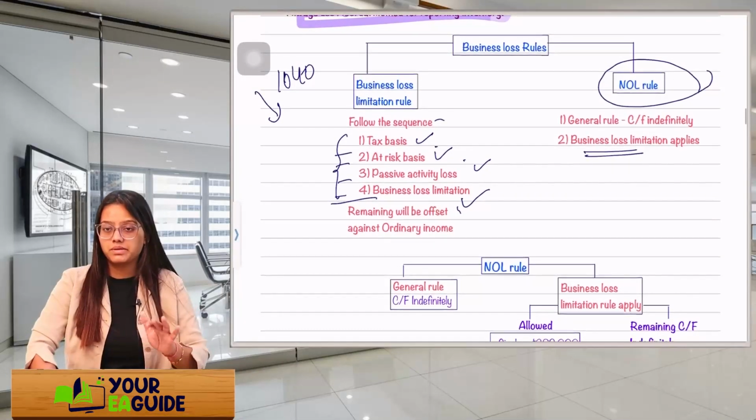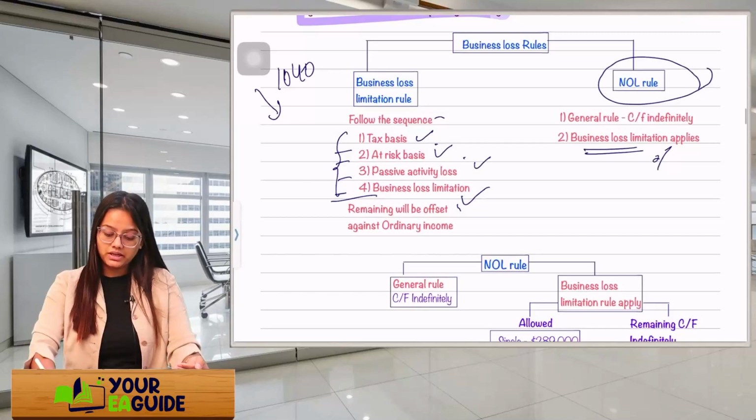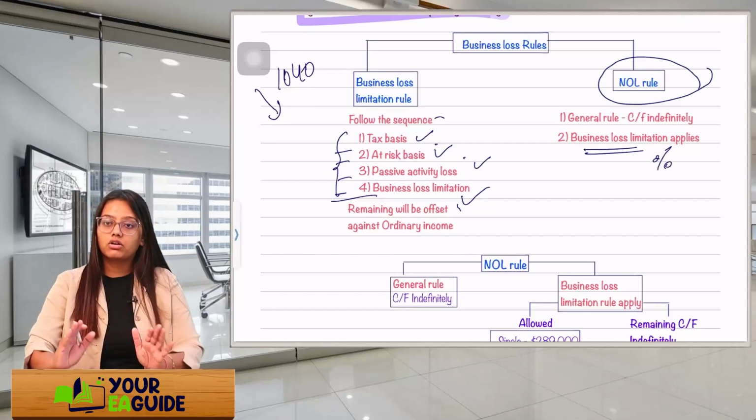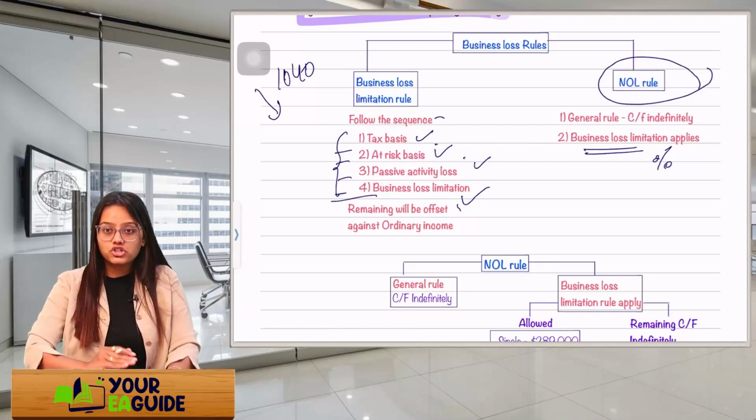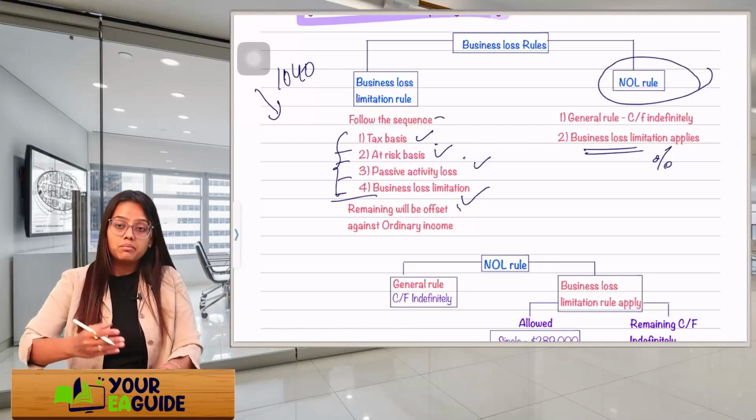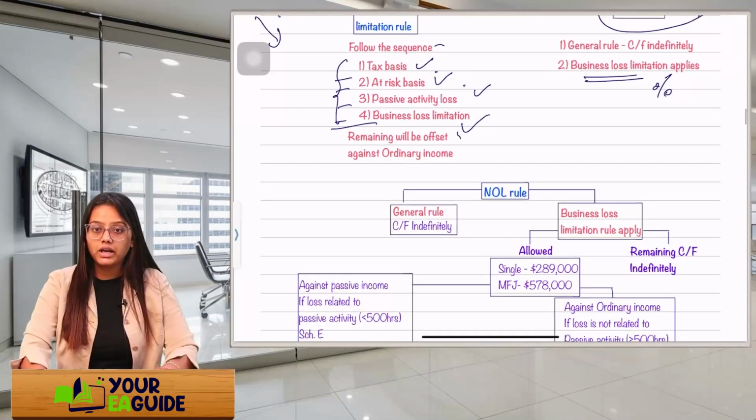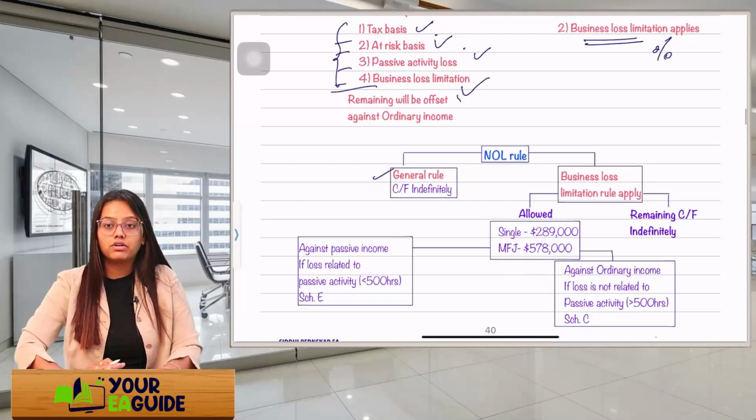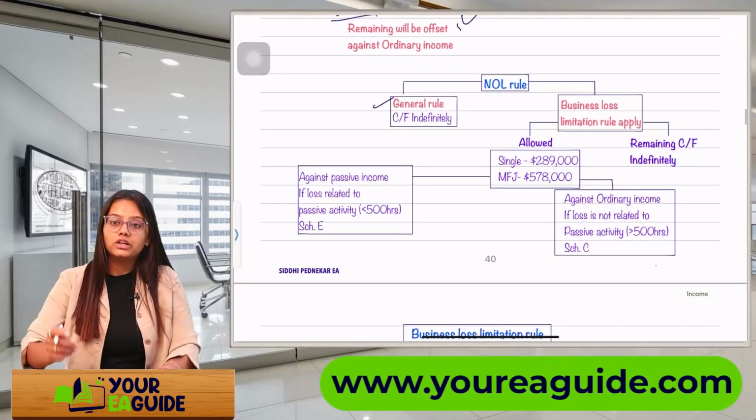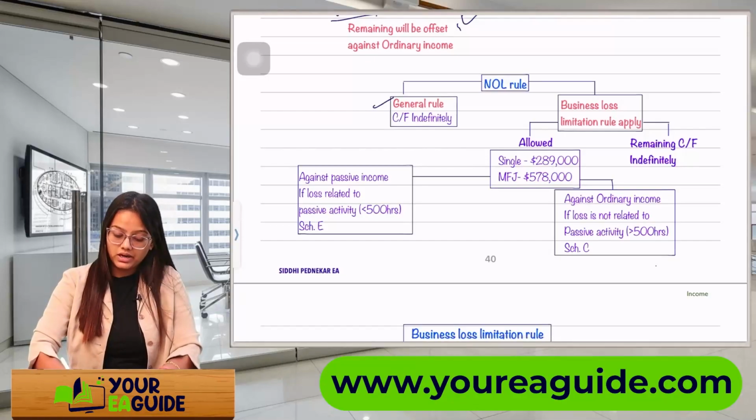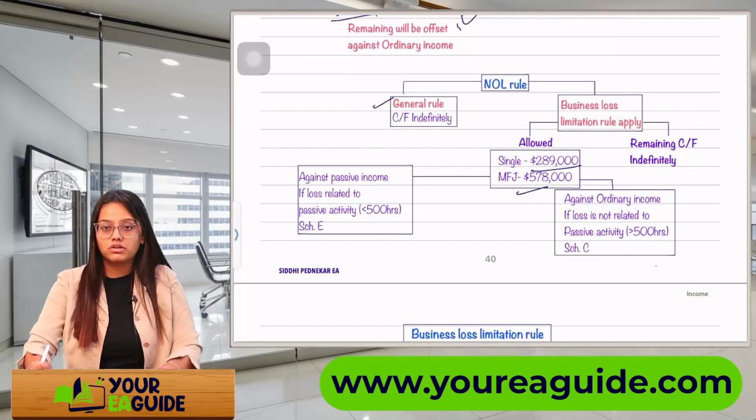Business loss limitation means that when you carry forward in that year, there is a percentage of losses you can offset against your ordinary income. There are specified percentages mentioned for each year separately, so we'll see that. Now, in the NOL rule, the general rule is carry forward indefinitely. But what is the business loss limitation rule? You are allowed to take a straight deduction of 289,000, and for MFJ 278,000.